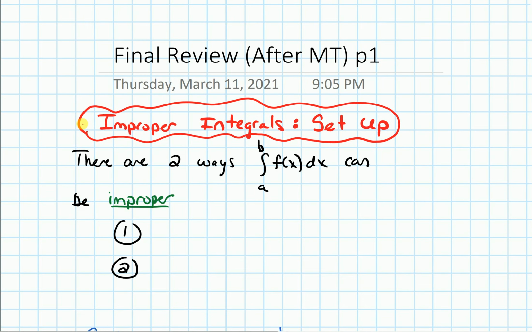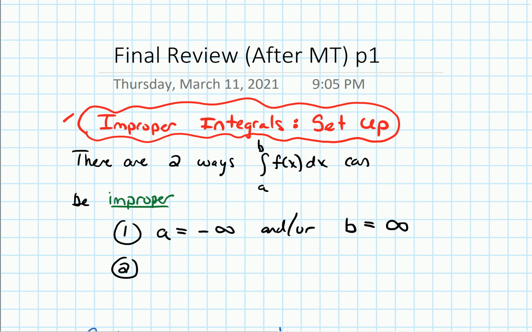In this video, we are continuing our final exam review, and we will look at improper integrals and how to set them up. There are two ways that a definite integral can be improper. The first is if one of the limits of integration is infinite. That can happen if a is negative infinity and/or if the upper limit b is positive infinity. That corresponds to the situation where our interval from a to b is infinitely long.